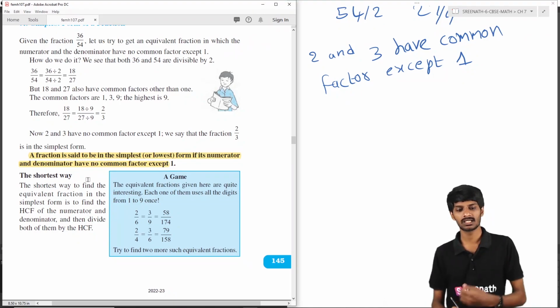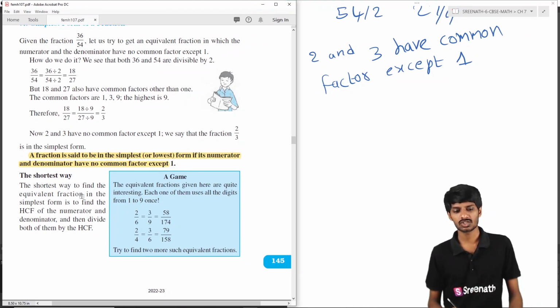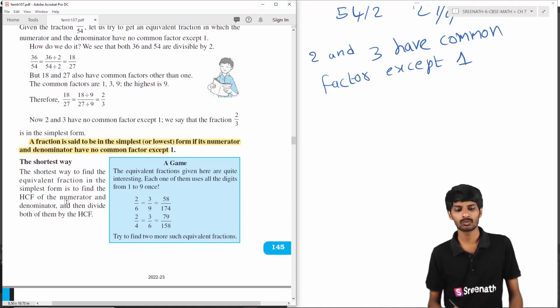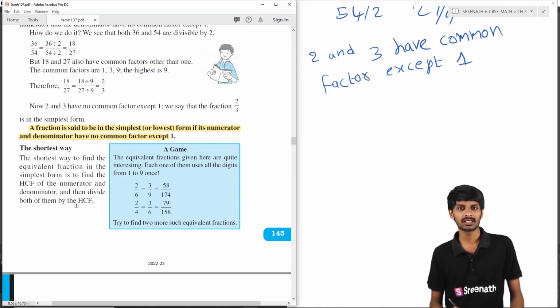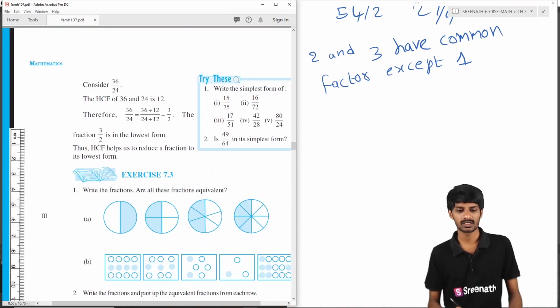Now students, that is the case. If you want to do it in the shortest way, you have to find the HCF of the numerator and the denominator and divide both by the HCF. That is another case, students.